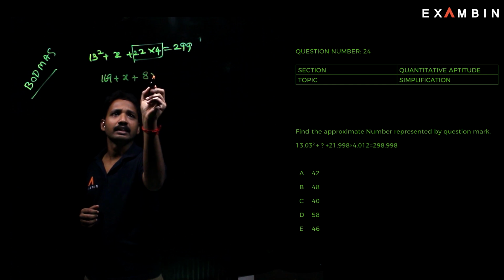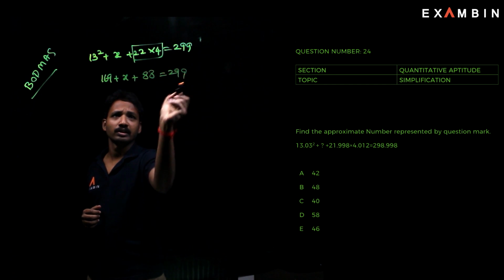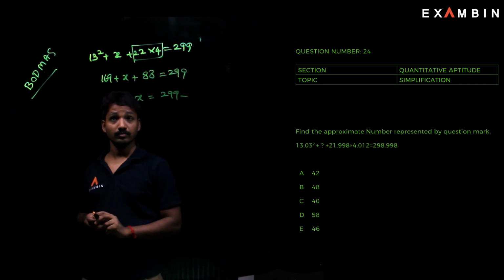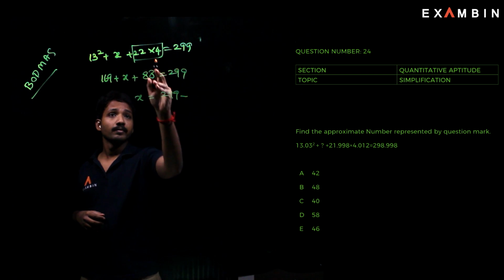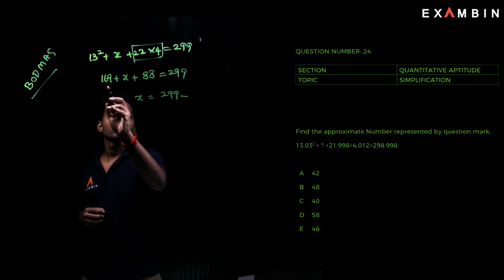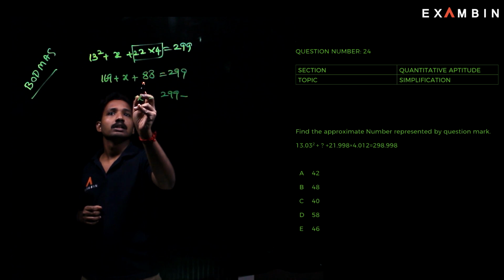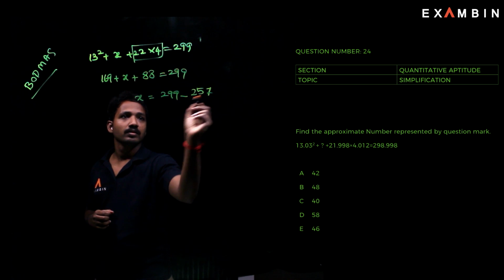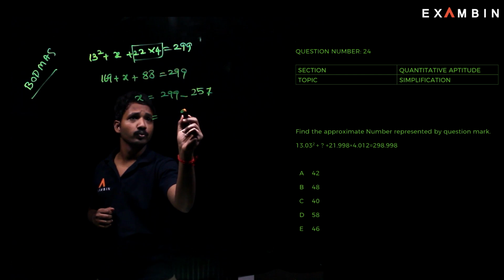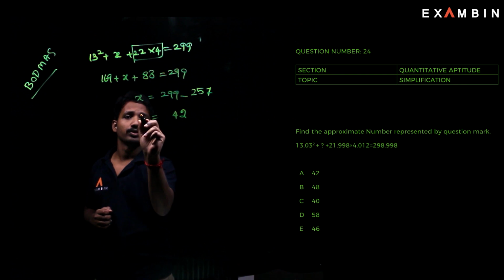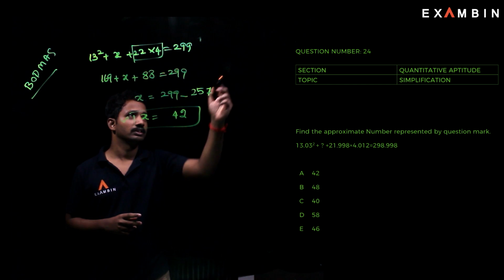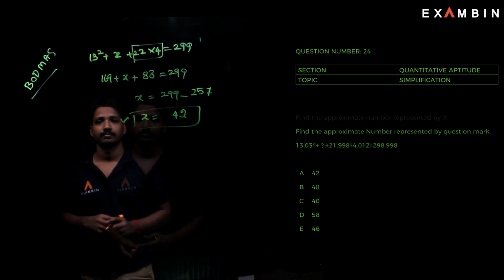22 into 4, 88 is equal to 299. So x would be 299 minus 169 plus 88, 248, 257. 9 minus 7, 2, 9 minus 5, 4, 42. So the x value will be 42. X 42 is in the A. A is the right answer.